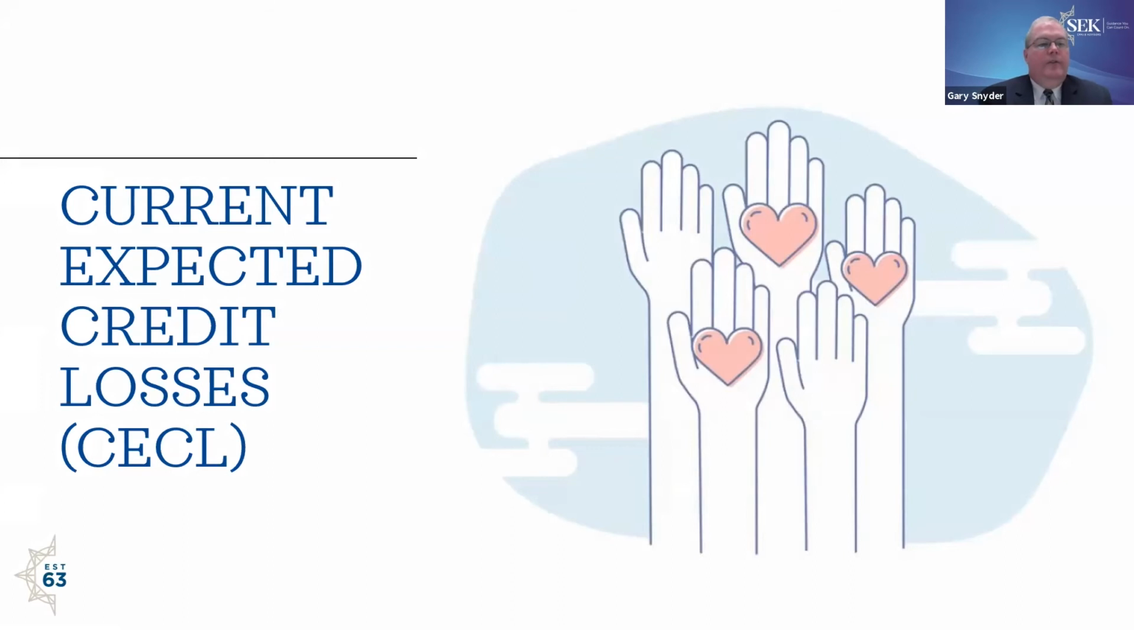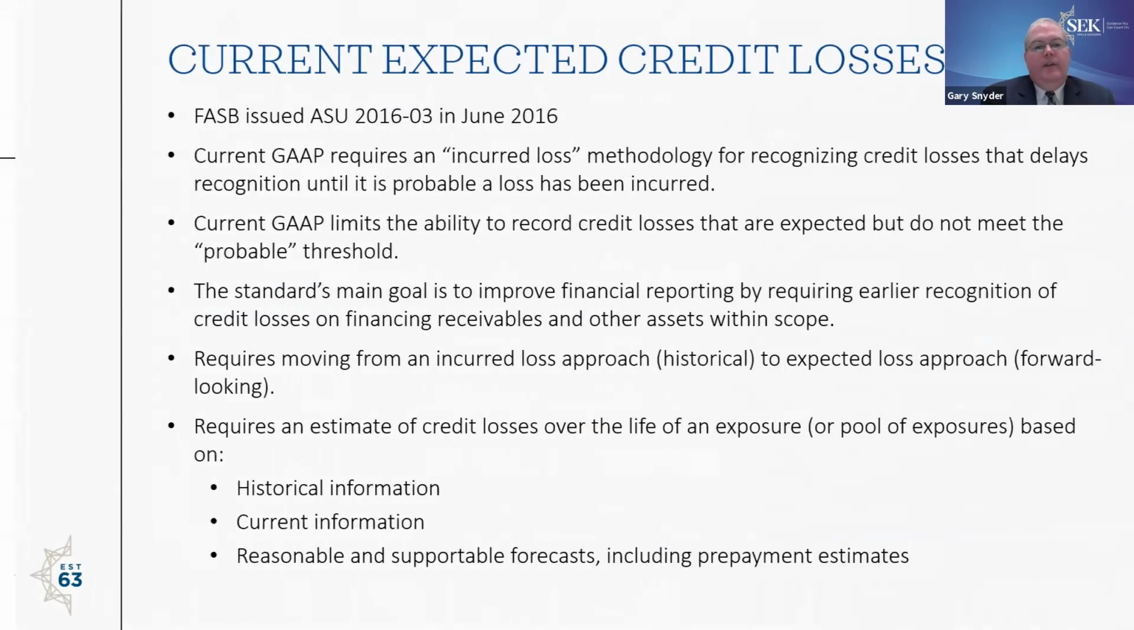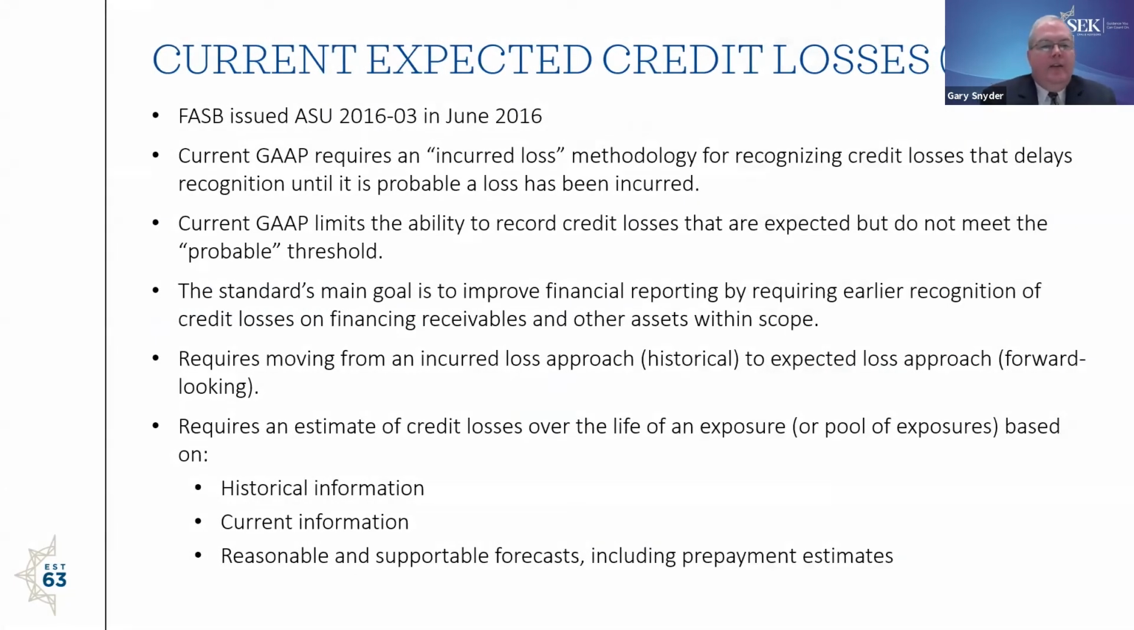The last section I want to cover was current expected credit losses, and the acronym for this is CECL. It is not an uncle, it is not a person, it is just an acronym to describe this new standard. This was issued in 2016 by the FASB as ASU 2016-03. So current GAAP requires an incurred loss methodology for recognizing credit losses. However, that delays the recognition until it's probable a loss has been incurred. So some of the pitfalls of current GAAP is that it limits the ability to record current credit losses that are expected but do not meet the probable threshold.